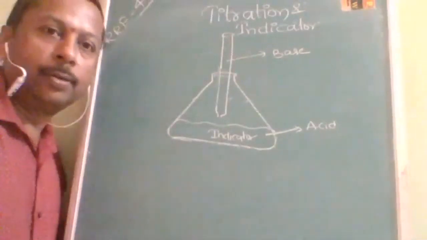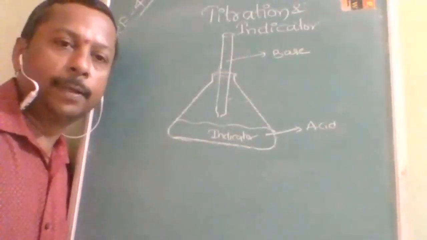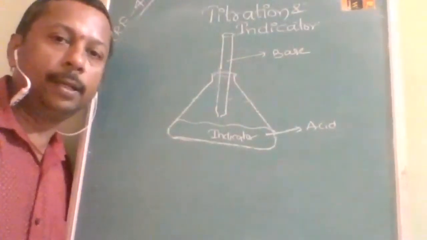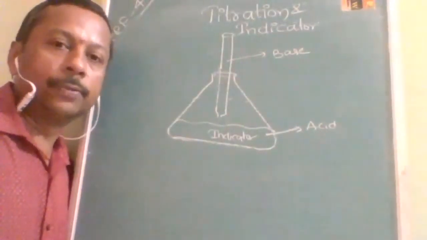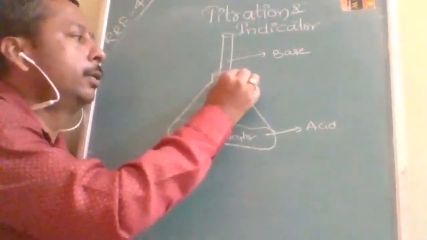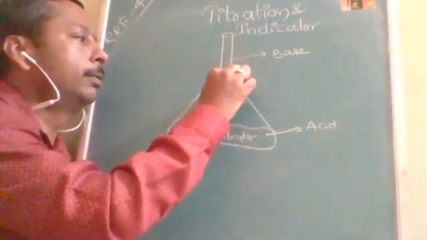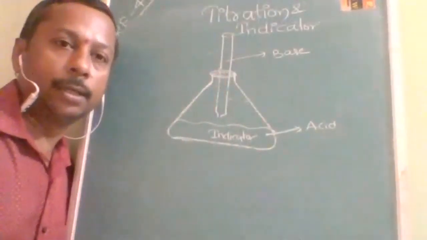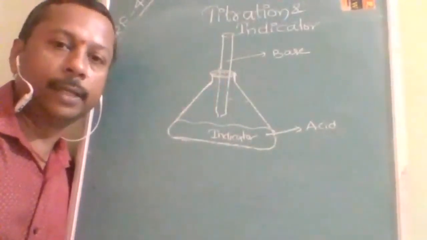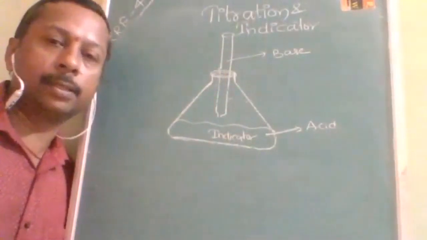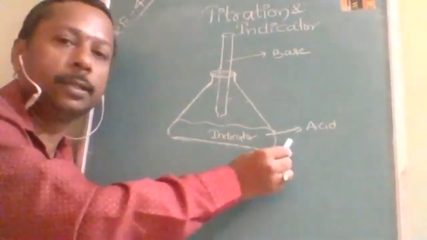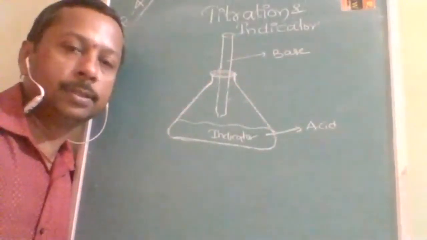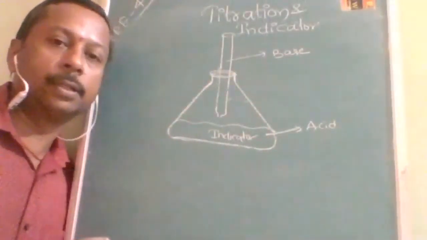Okay, now we are into the most important experimental topic, titration and indicator. First of all, titration is a general topic. It is the method of finding out the concentration of an unknown acid or base. If the acid concentration is unknown, the base concentration must be known. If the base concentration is unknown, the acid concentration should be known.